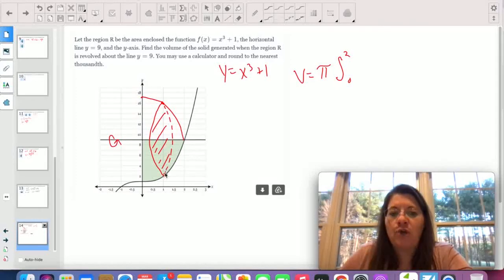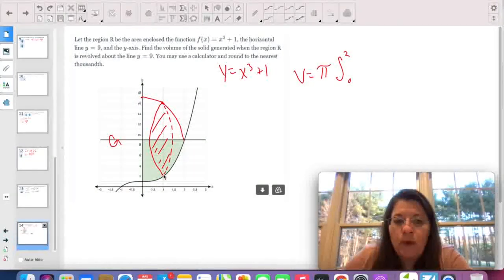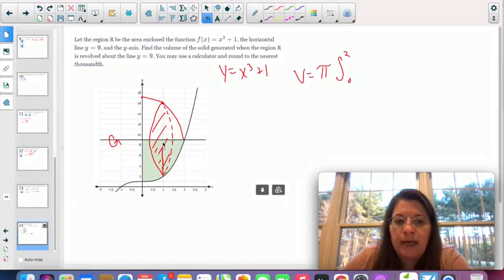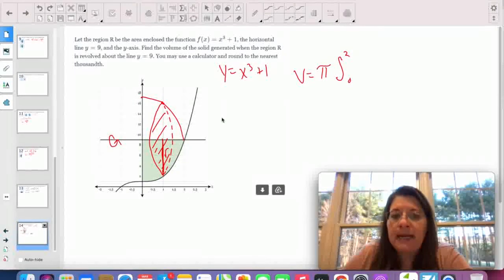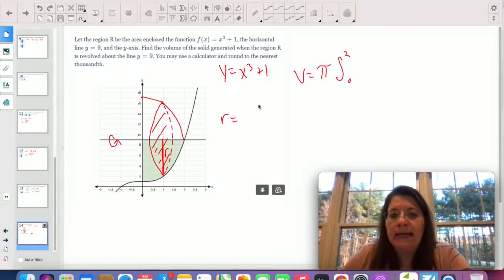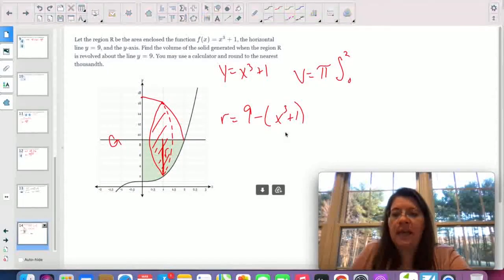My radius has to go from my original function to my axis. I could see somebody trying to draw it from here to here, but remember, this function we drew in is just the mirror image of what the real function was. So for my radius, we have to figure out what this length right here is. This would be my radius. To get that radius, don't we take the top function, which would be y equals 9, minus the bottom function, which is x cubed plus 1? So my radius is going to be equal to 9 minus x cubed plus 1.